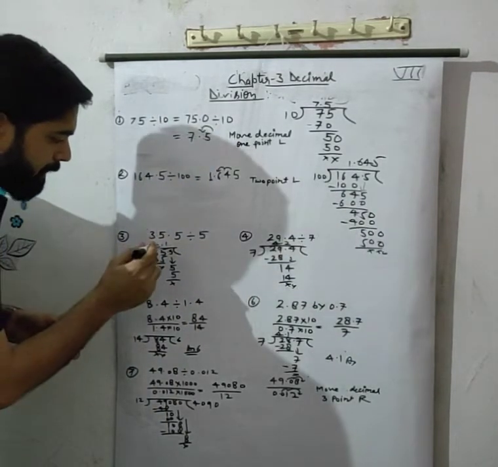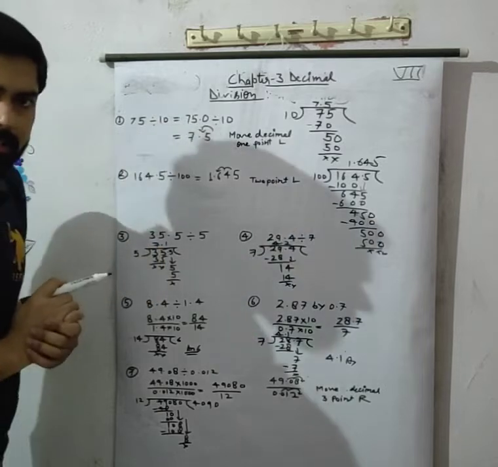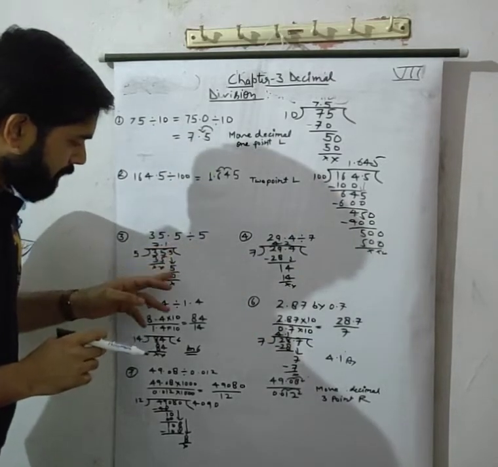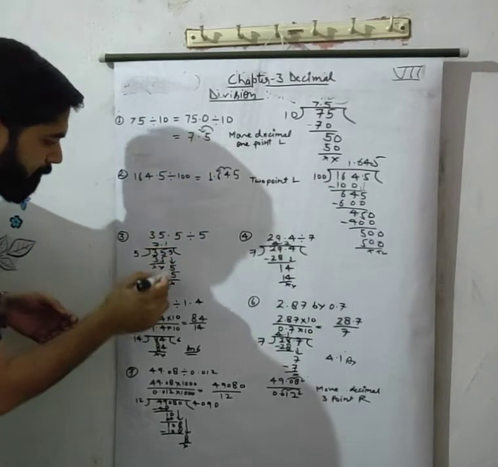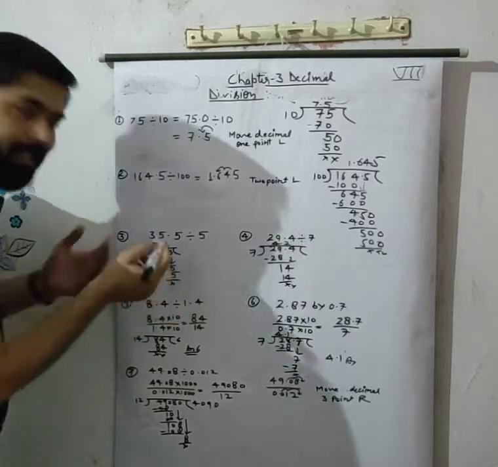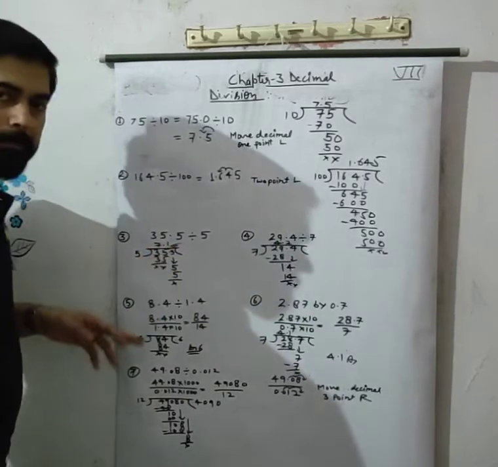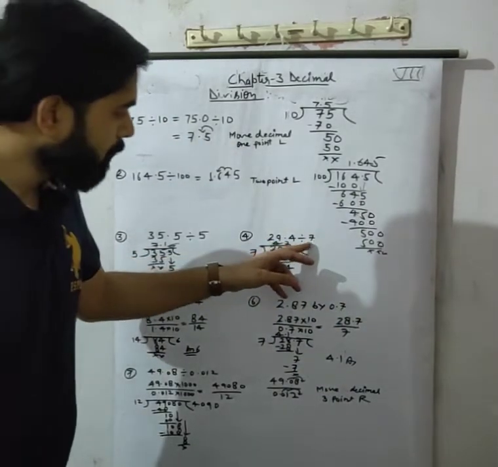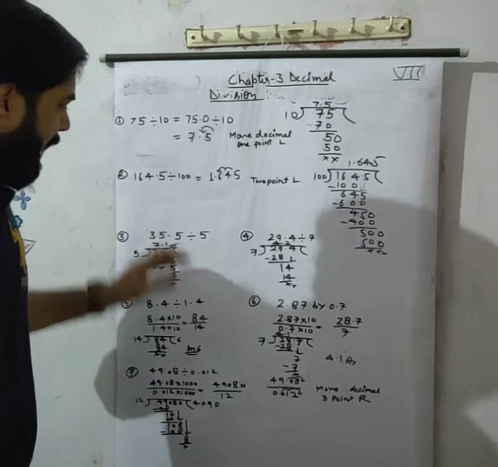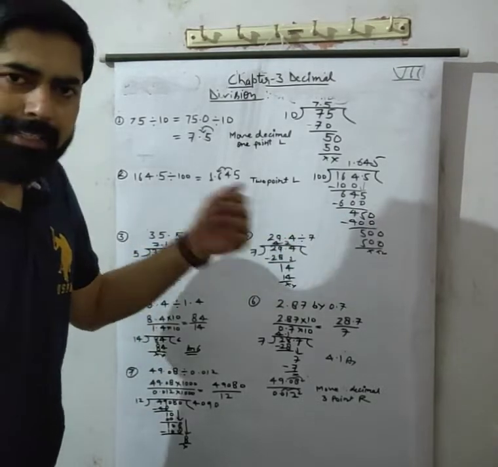0.5. Then you can take the point here, 1. Then now 5 from the 5. Then the answer will be 7.1. Then this is 29.4 divided by 7.